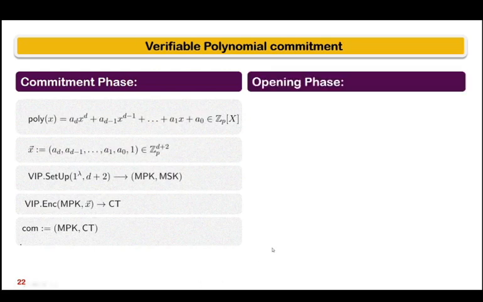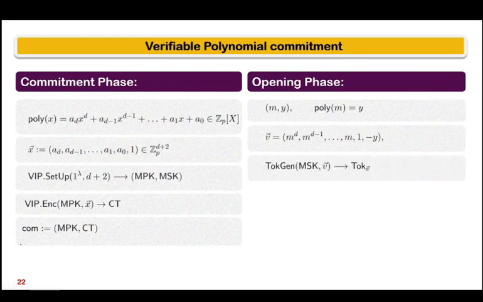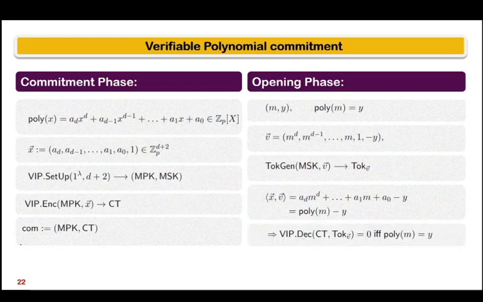And in the opening phase, if Bob wants to get the evaluation of the polynomial at value m, he can define the vector v as this and ask for the token for this vector. As you can see, the inner product of x and v is equal to the polynomial at point m minus y. So if the output of the decryption algorithm is equal to 0, it means that the polynomial evaluation at value m is equal to y. And since this is a verifiable polynomial commitment, there is no need for Bob to trust Alice to be honest. So if all the verification algorithms output 1, it means that Bob can trust Alice, otherwise he doesn't need to.